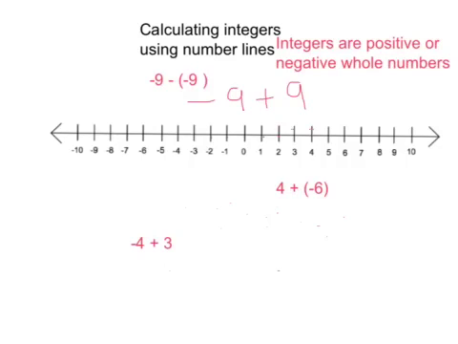And if we are at -9 and we're going to add 9, we need to go in the right direction because of the positive sign. So 1, 2, 3, 4, 5, 6, 7, 8, 9, which gives us 0.